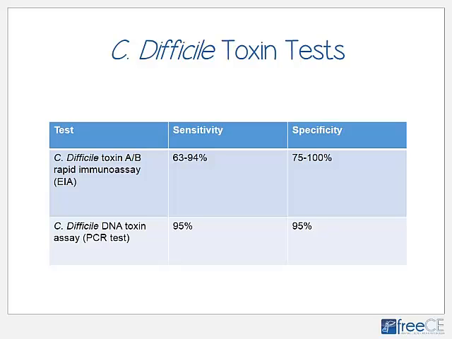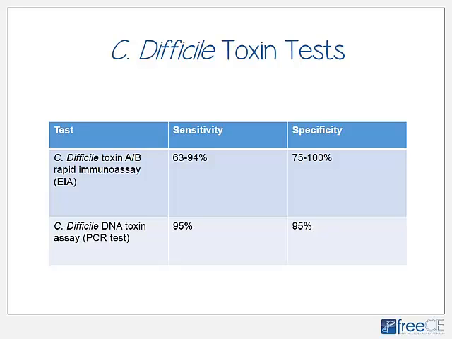Since then, I think it was just in the last year or two, we actually switched over to a Clostridium difficile DNA toxin test. What I want to highlight is the difference in sensitivity. So the EIA, or the rapid immunoassay test, only had a sensitivity of between 63 and 94%, whereas the specificity was higher, about 75 to 100%. And so frequently it was used in practice that we would get 3 EIAs to make sure that we weren't going to miss somebody who was positive.